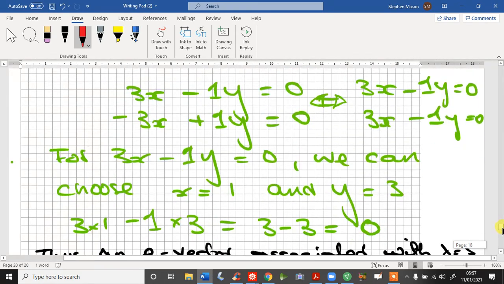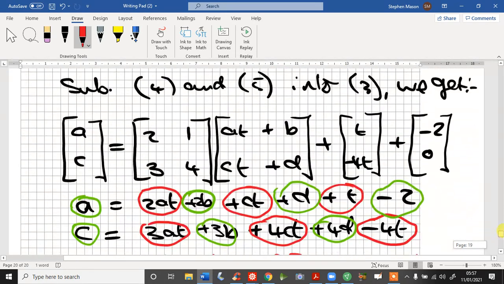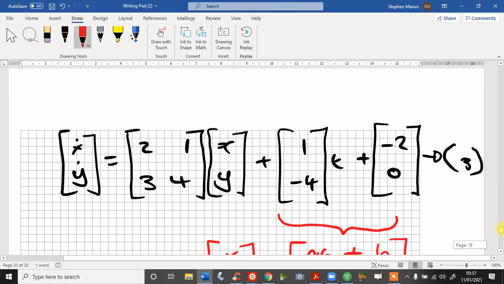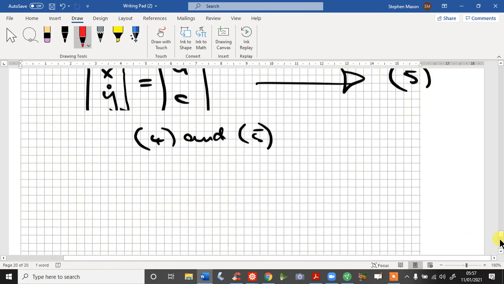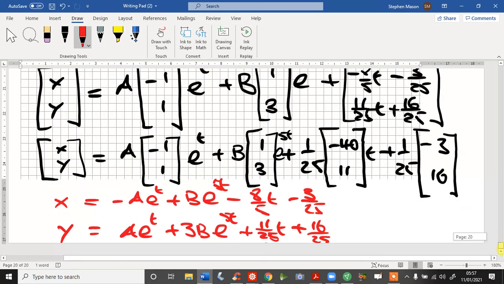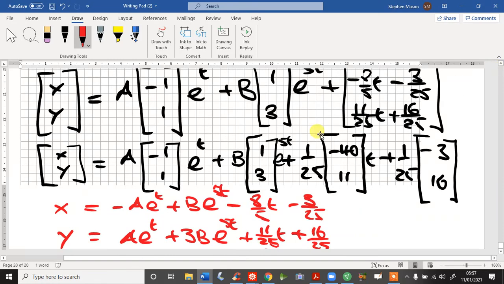Let me see where we are for equation 3. So we were given that, and we've solved it and obtained this set of matrix solutions and the separate solutions written in this form.